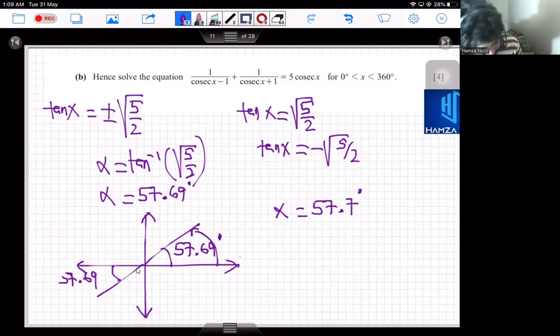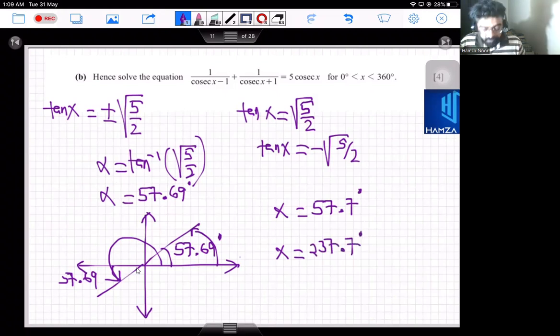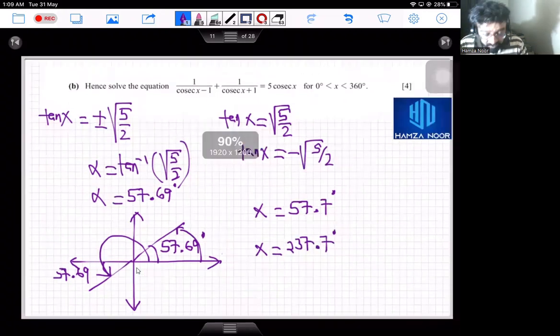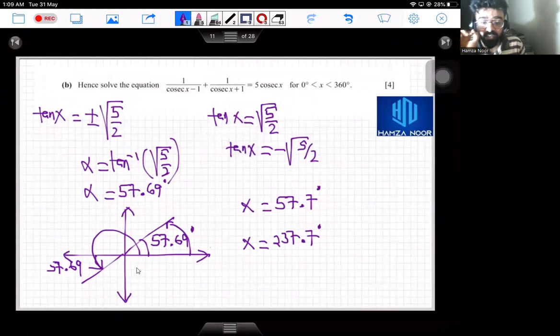And then we have 180 plus 57.69. So x equals 180 plus 57.69, which is 237.7 correct to one decimal place. So far we have achieved these two values of x. Now we will consider the negative value of tan x.